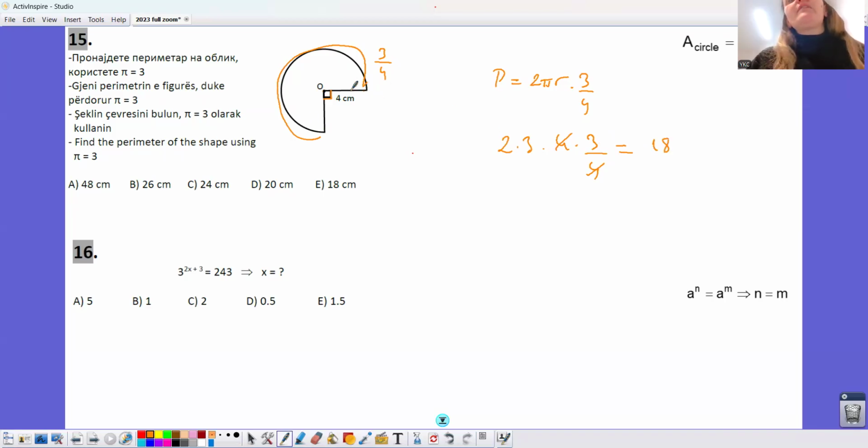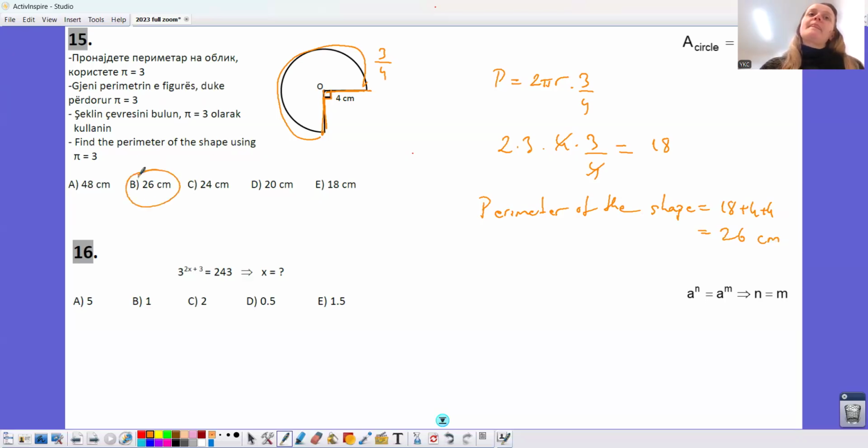So what we have here, we have also the reduced parts, these two sides, so the perimeter of the shape will be 18 plus 4 plus 4, which will be 22 plus 4, 26 centimeters. When it says perimeter, you need to add also these two parts.